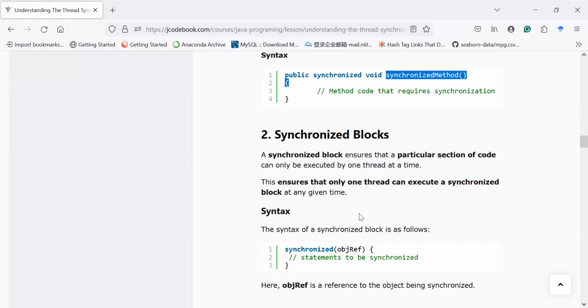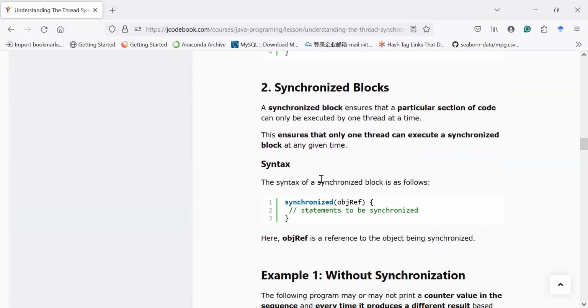The second approach to provide synchronization is the synchronized block. A synchronized block ensures that a particular section of code can be executed by only one thread at a time. In this case, we are not making the complete method synchronized. For example, you have 100 lines of code and you would like to make only 20 lines synchronized. You can create a block of that code and provide a synchronized block inside it. So these are the two techniques to provide synchronization when multiple threads are trying to execute a shared resource.